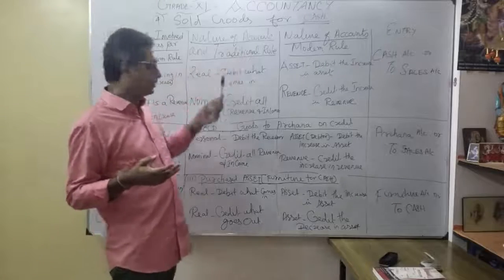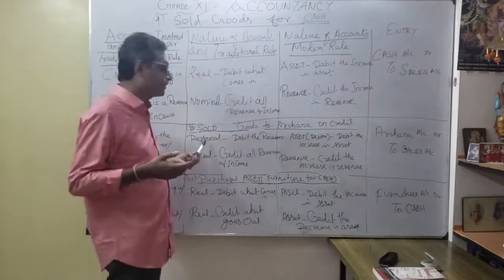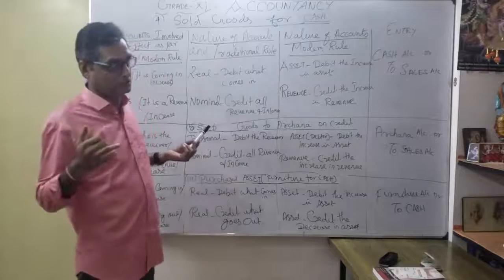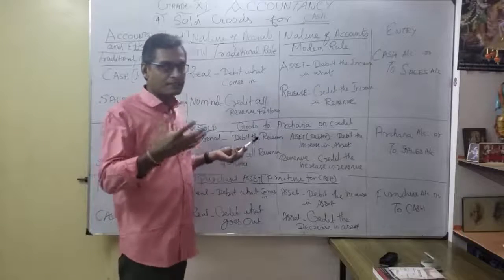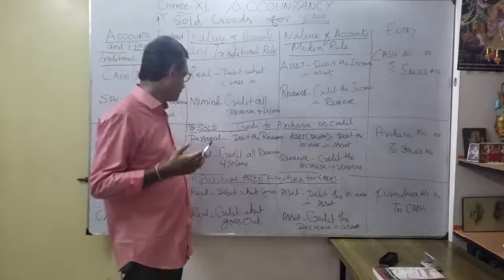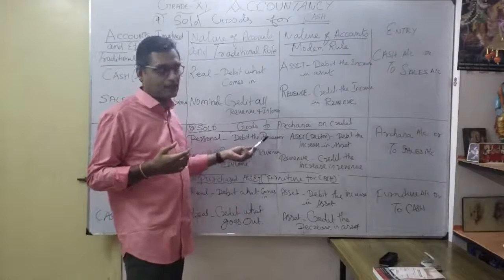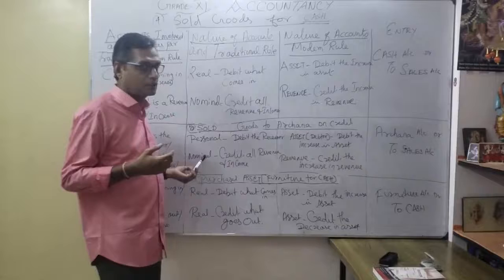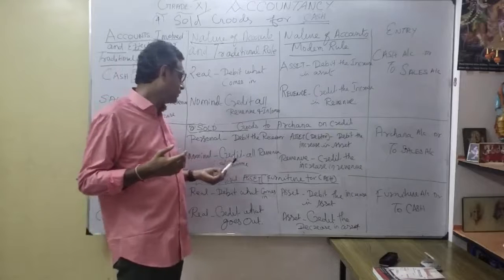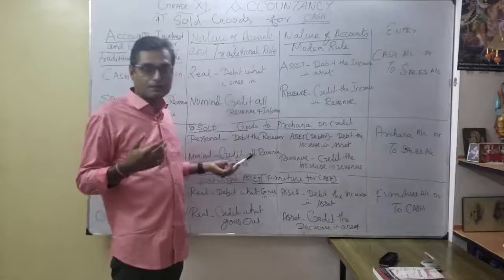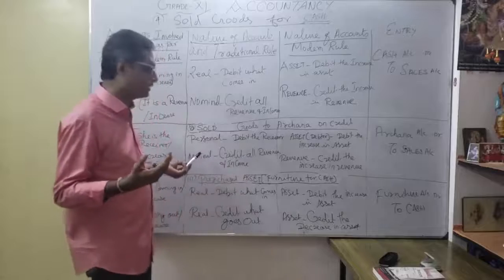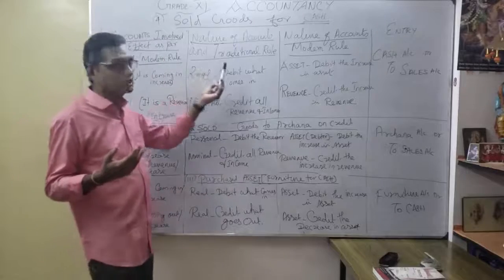Similarly, in our traditional approach, as you know, Archana is a personal account. Naturally, debit the receiver. She receives the goods, correct? So Archana, personal account, debit the receiver. Sales comes under nominal account, credit all revenue and expenses, credit all income and gain or revenue. That is the nominal account rule according to the traditional approach.